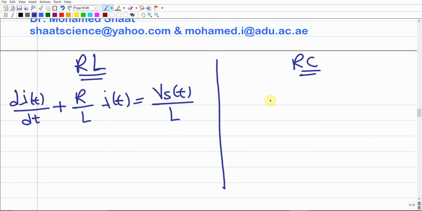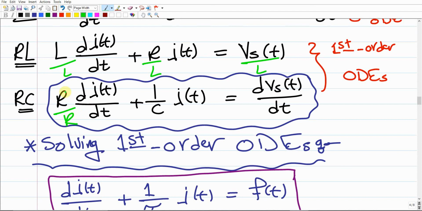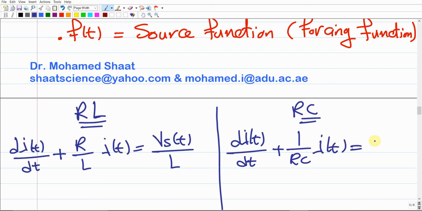Make sense? For the RC circuit, we're going to do the same. We're just going to divide all the terms by R. Why R? Because I need this coefficient to be 1 to be consistent with this form. So this coefficient is 1 over RC, and this coefficient is just 1 over R in addition to the derivative. So we end up with di of t by dt plus 1 over RC times I of t equals 1 over R dVs by dt, where Vs is a function of time.